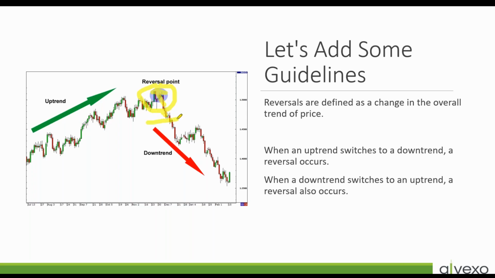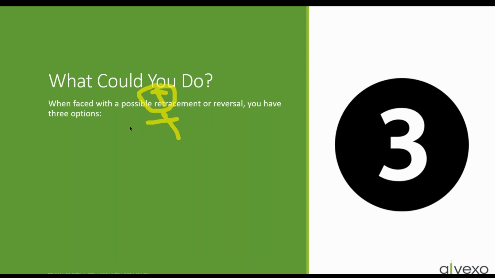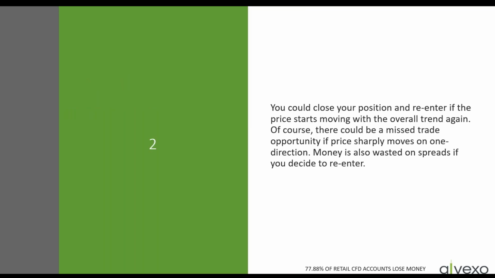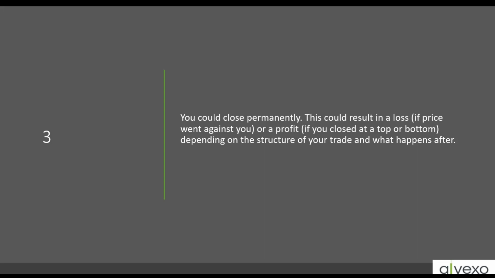But we wouldn't have even noticed this. We might have been saying, "Oh, let's keep an eye on it," but we wouldn't have even known that it was a reversal till we were farther down this way. And so by the time we realize we actually have a reversal, we could be in bad shape. Because remember, there's only three choices we have. You could hold on to your position and hope that you're wrong. You could close your position and re-enter when the price reverses, or you could close permanently.